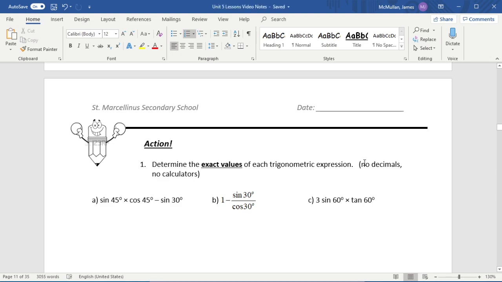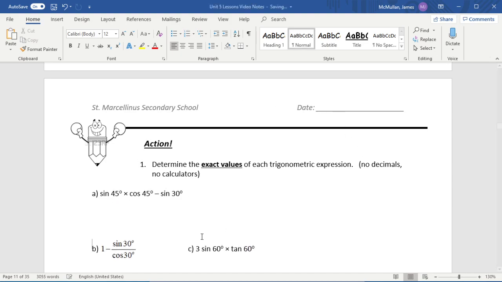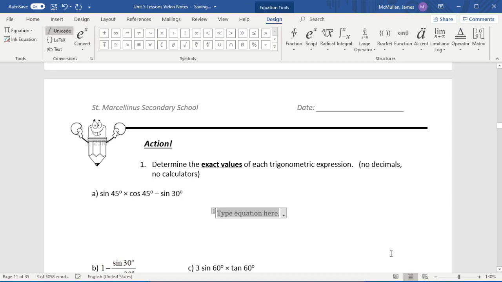And if you can't do it without one, it means something is missing in what you understand. Because it shouldn't be too difficult to do these ones without a calculator. So, for example, this first one, it says sine 45 times cos 45, take away sine 30. Now, of course, I could type that into GeoGebra and get an answer, but I don't need GeoGebra because I know a couple of things.